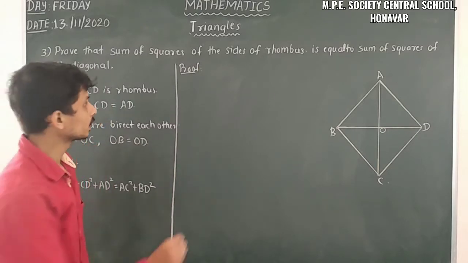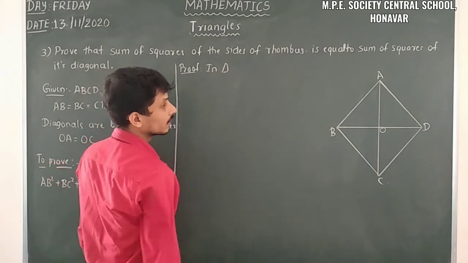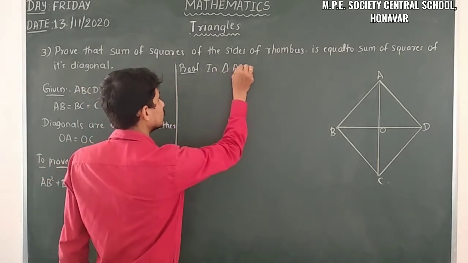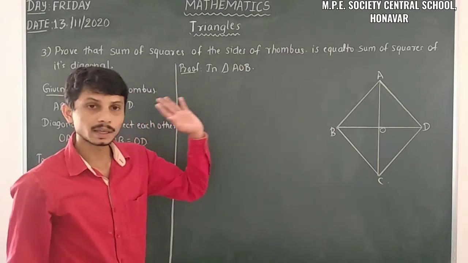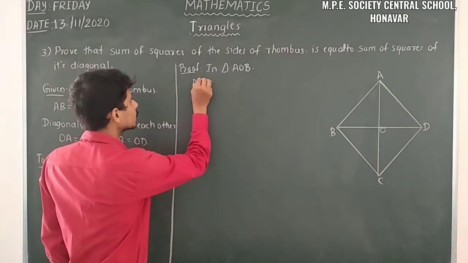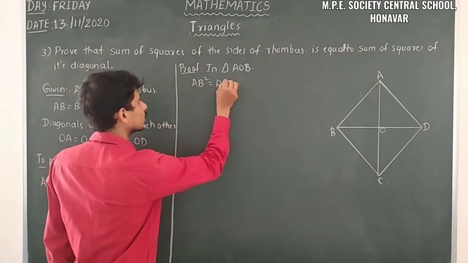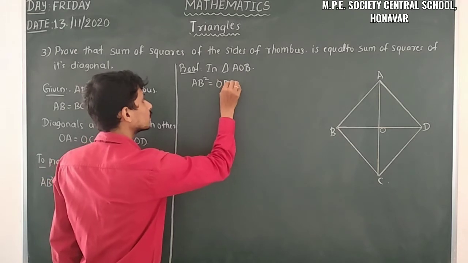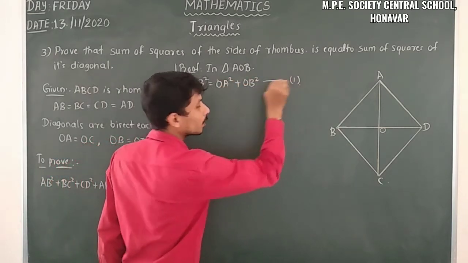Let us take the proof here. So in triangle AOB, from AOB, we can take AB square. That is AB square is equal to AO square plus OB square, OA square plus OB square. I will take this as equation number 1.